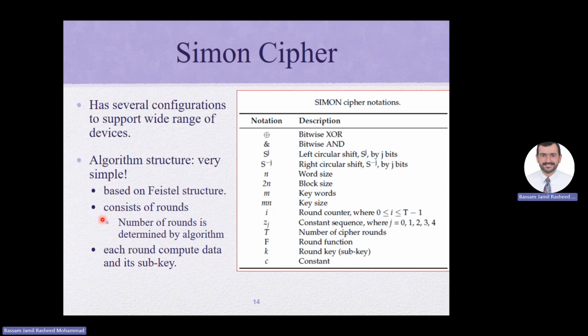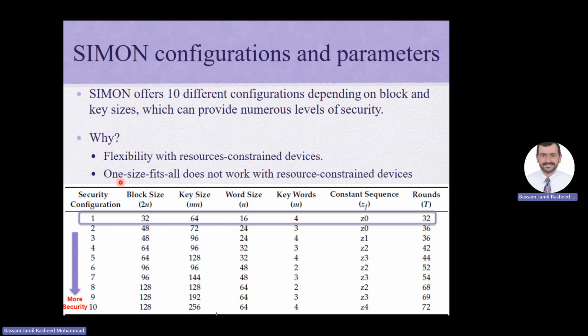So Simon uses these operations. We'll keep this table with us so that we remind ourselves what they are, but we will explain them in the block diagram. It has several configurations. It has a Feistel structure, as we mentioned, consists of rounds, and we'll see how we compute the subkeys. So here are the configurations for Simon. Okay, so different configurations. How many? 10. The more you go down here, the more security.